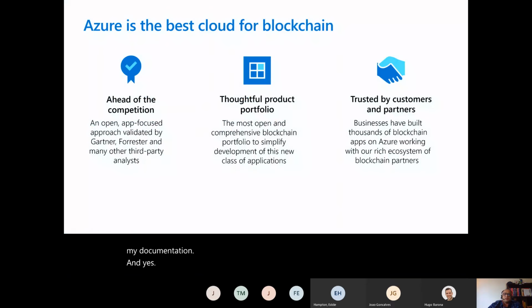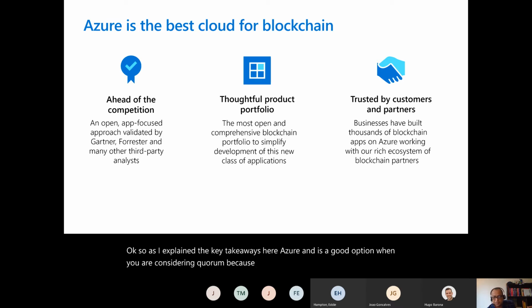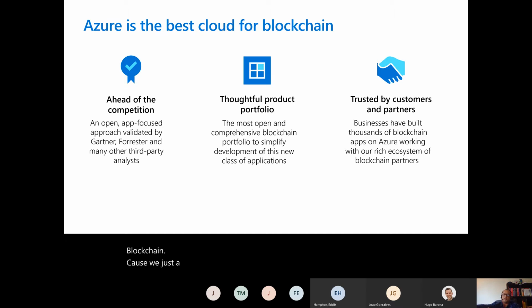Okay, so as I explained, the key takeaways here: Azure is a good option when you are considering Quorum because you can use different approaches. You can deploy VMs and operate at the IaaS level, or in case you want, you can also use a BaaS service, a managed one, and avoid all the complexity with blockchain.